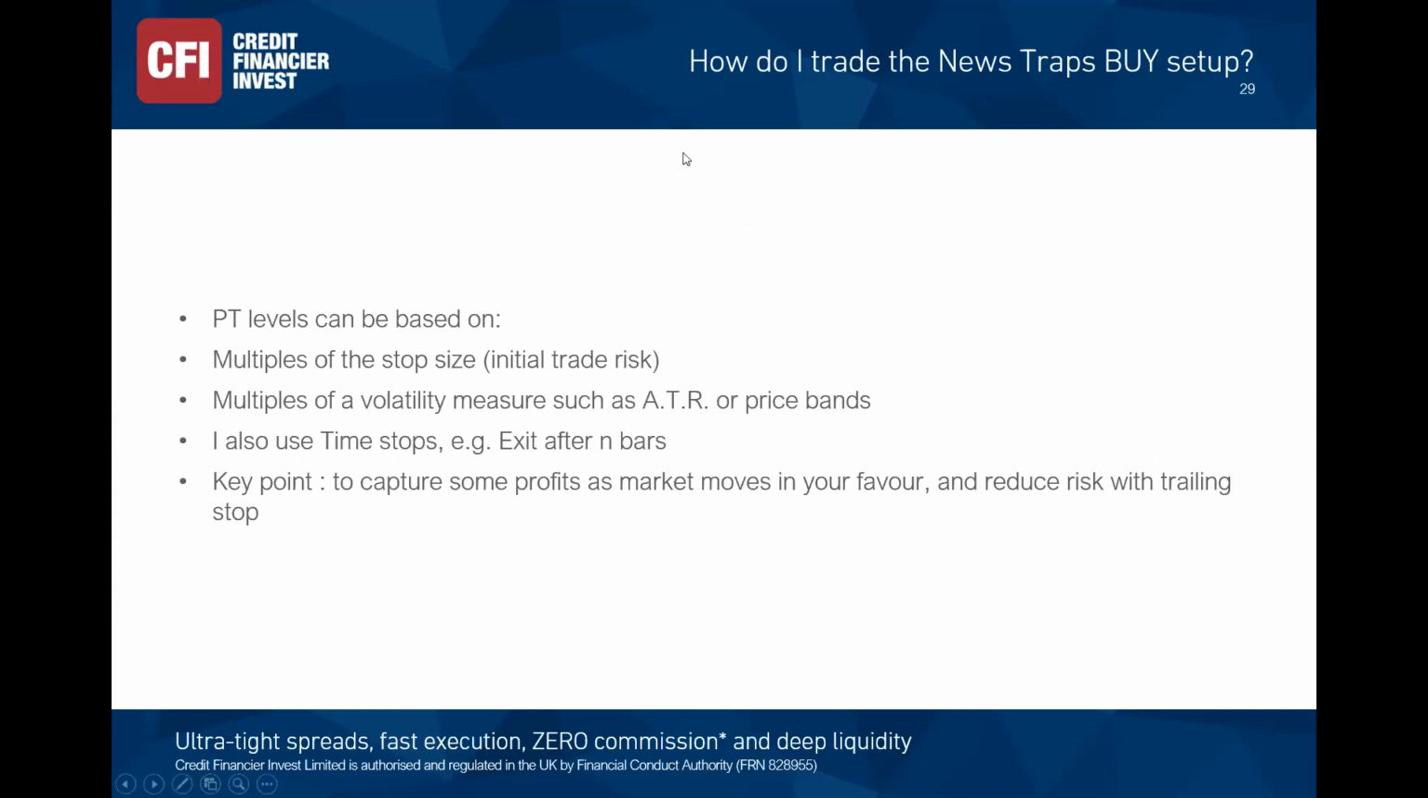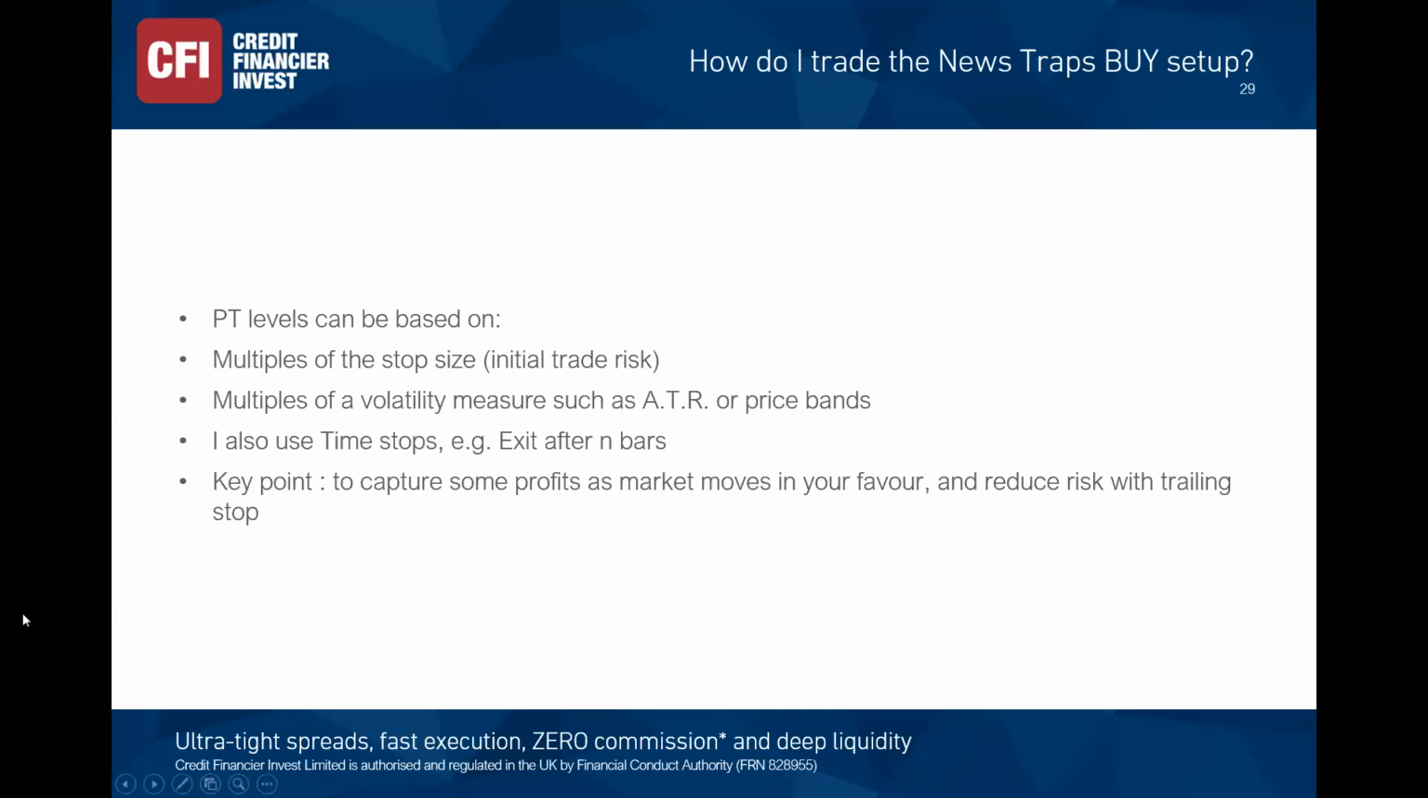Another way to do it would be to do multiples of the stop size. So if the stop is 50 pips, you may have a first target at say 50 pips and a second target of say 100 pips, and maybe a third target of 150 or 200 pips. So depends on your own preference, I would say.